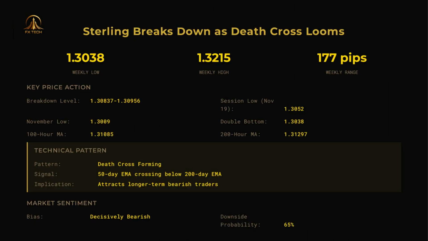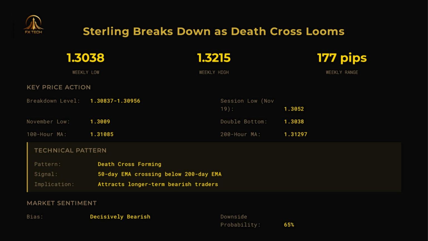The week of November 17th to 22nd was marked by significant bearish pressure on GBP/USD. Sterling broke decisively below the critical 1.30837 to 1.30956 swing area, a zone that had acted as both support and resistance throughout the preceding sessions. The pair tested the November low at 1.3009, before staging a brief recovery attempt on November 21st. However, this recovery stalled at the 100-hour moving average at 1.31085, with sellers quickly regaining control.